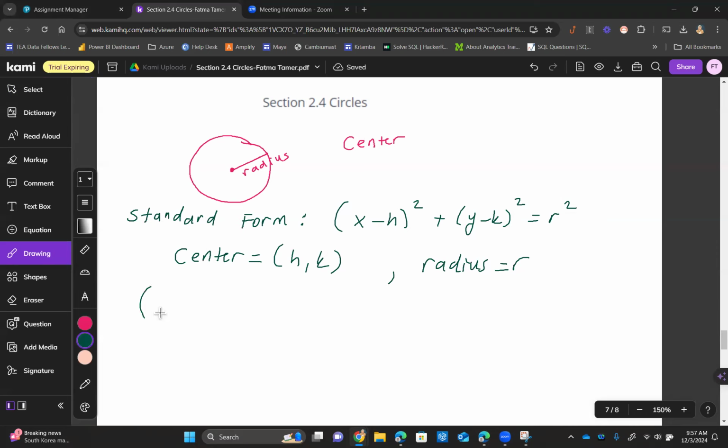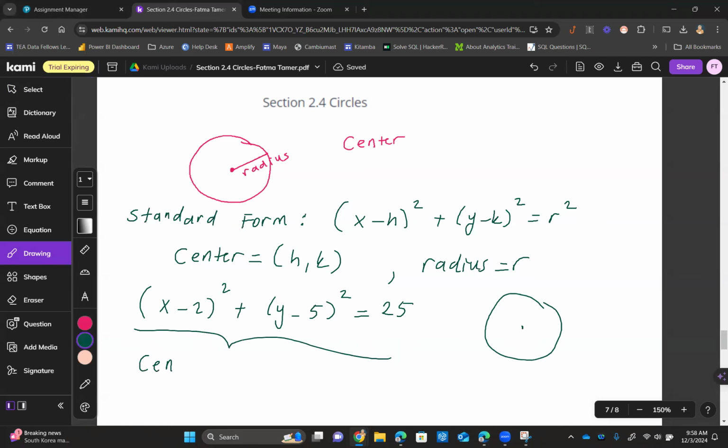So for example, if we have an equation like x minus 2 to the second power, which needs to always be squared per the formula, plus y minus 5 squared is equal to 25, this equation belongs to a circle. When I graph it, it will be a circle, and the center will be located at 2, 5. So when you graph the circle, make sure the center is at 2, 5.